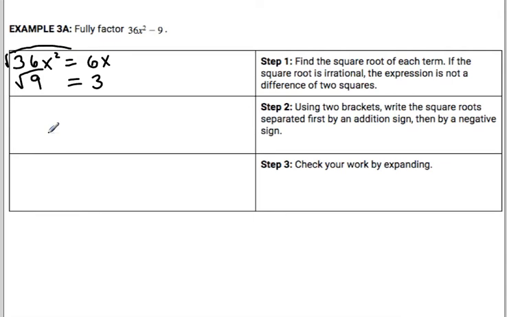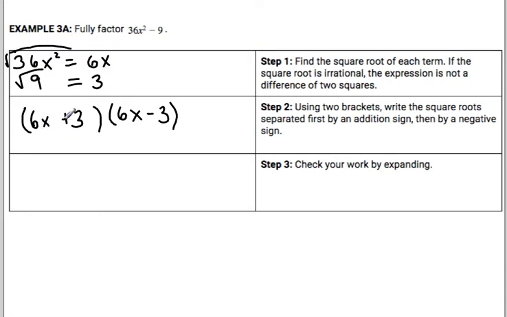In step 2, it says using two brackets, write the square roots separated first by an addition sign, then by a negative sign. So what that looks like is, here are my two brackets. And I've got 6x plus 3, so there's my addition sign. And in my second bracket, I've got 6x minus 3. So I've got two brackets here.